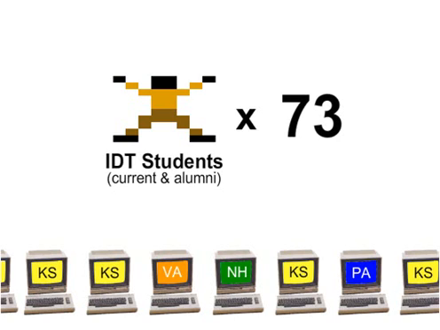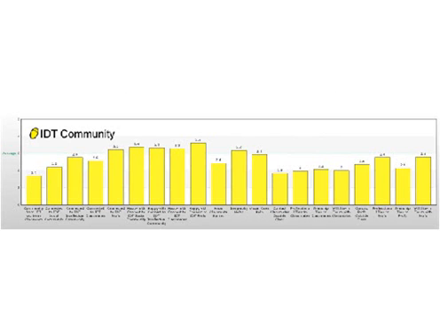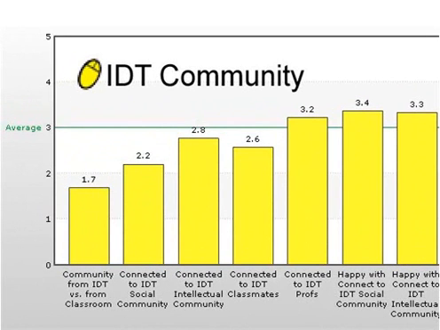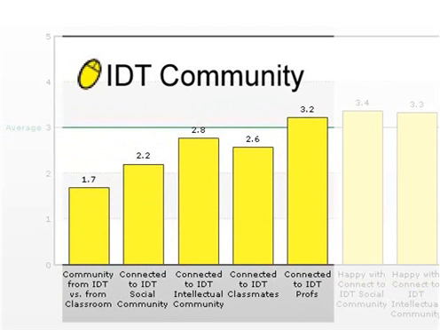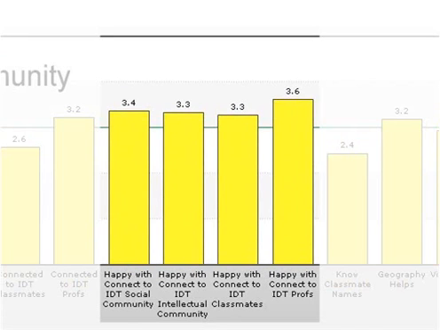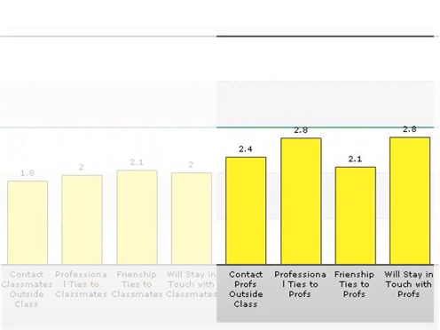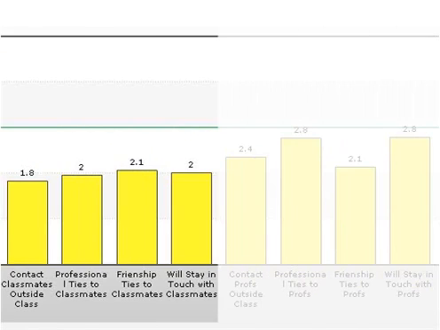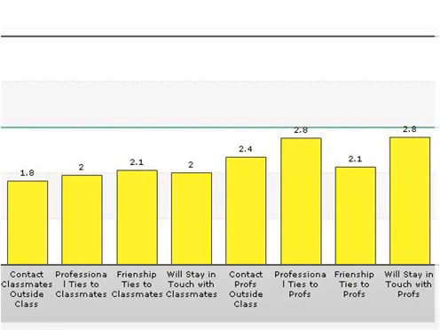73 current and alumni students responded to the survey. On questions relating to IDT community, on average, respondents expressed a below-average sense of connection, but expressed an average sense of contentment with this reduced community connection. Respondents contacted professors outside of classes more often and were more likely to develop long-term friendships and professional relationships with professors than with their own classmates. Though a higher interaction was expressed towards professors, this interaction still was below average.